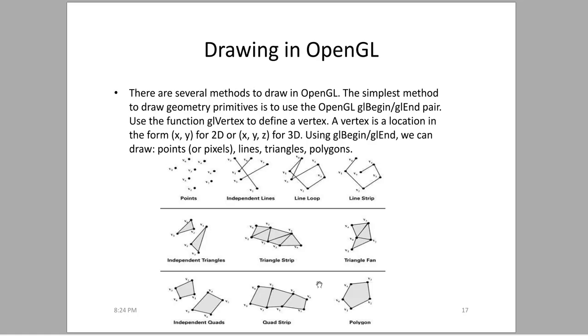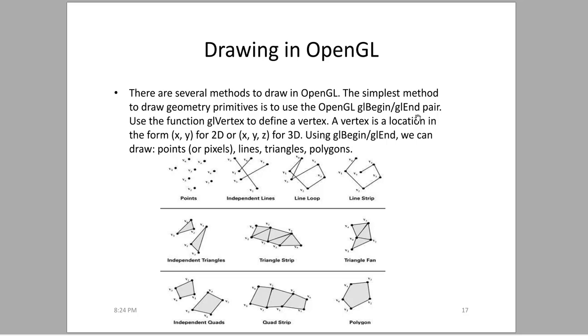Now when you draw in OpenGL, there are different ways to draw. The simplest and easiest way is to draw geometric primitives, and that is using glBegin and glEnd. Now remember, we did the same thing in Canvas. We had beginPath and closePath. Here we have glBegin and glEnd. So there was close, here we have end. This is a small difference, you need to remember that. And between glBegin and glEnd, you are going to write the code.